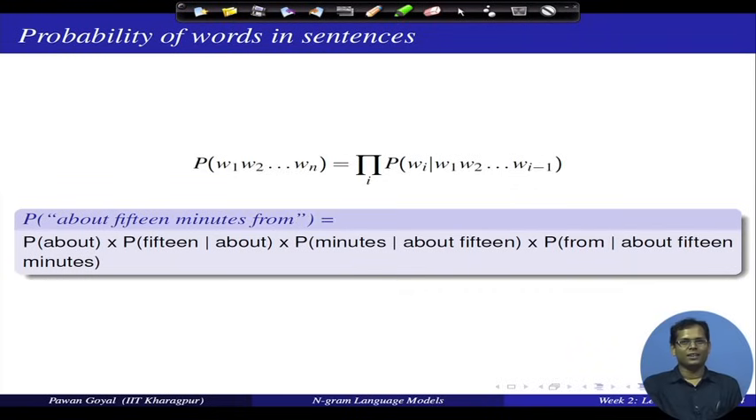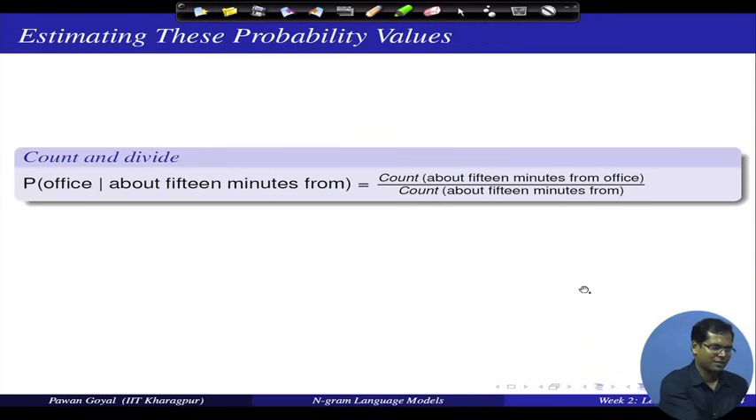Now suppose I even increase this to about 15 minutes from office, what will you do? You will write it in terms of this probability also, probability of office given about 15 minutes from. So now the question that comes is, fine, I can write it in terms of chain rule, but how do I actually compute these probabilities? What is probability of office given about 15 minutes from? That would be, in my corpus, how many times do I observe about 15 minutes from, and among those, how many times I observe office after that.